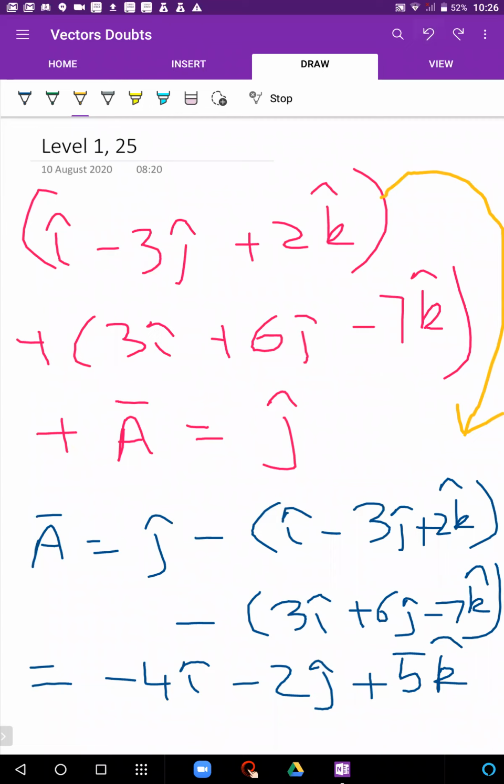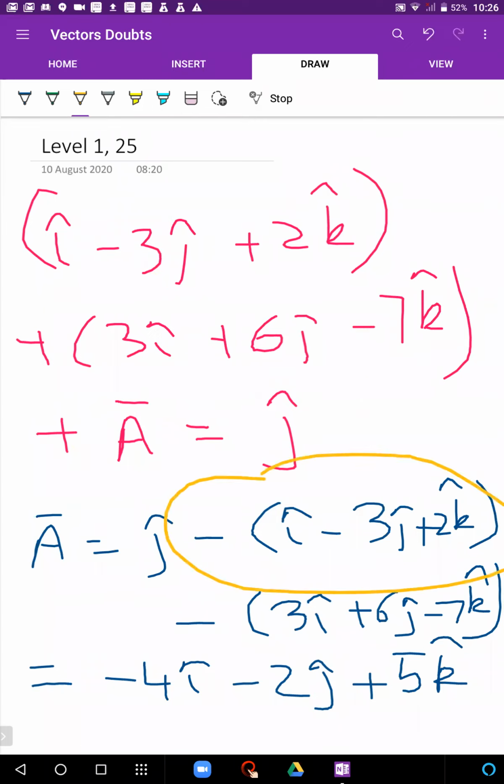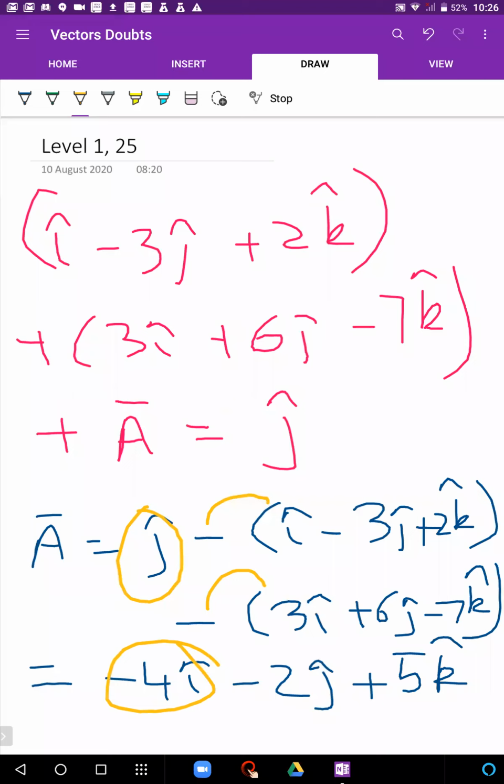तो व्हेन यू टेक देम टू द राइट हैंड साइड, है ना, you get a minus sign. So I have negative of I cap minus 3 J cap plus 2 K cap. I have negative of 3 I cap plus 6 J cap minus 7 K cap. Club everything, बस club the J, club the I, club the K. क्या मिलेगा? तो I देखो क्या है, इधर माइनस आई कैप है, इधर माइनस 3 आई कैप है, इधर आई कैप है ही नहीं, तो आई हैव माइनस 4 आई कैप.